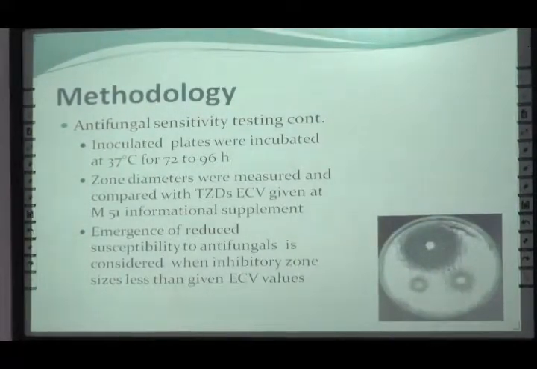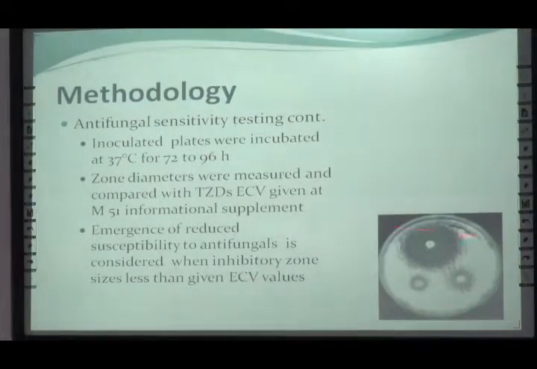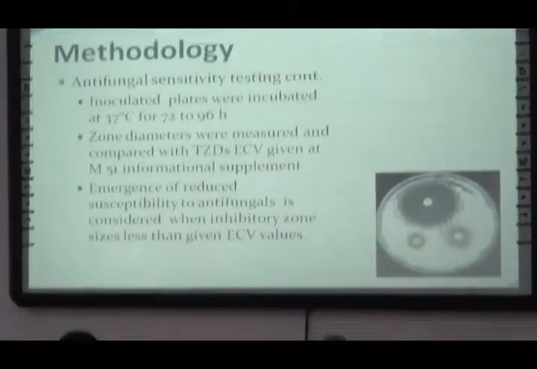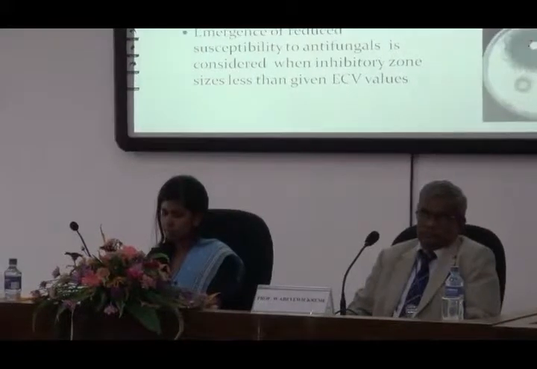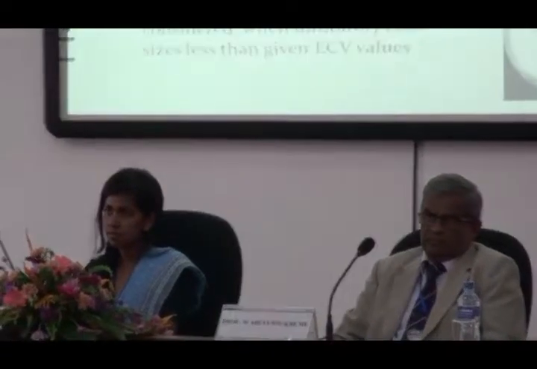Those plates were incubated at 37 degrees for 72 to 96 hours. Then we measured the zone diameters and compared them with the tentative zone diameter cutoff values given in the M51 informational supplement. According to that supplement, emergence of reduced susceptibility to antifungals is considered when inhibitory zone sizes are less than the given values. Quality control was done with Candida krusei ATCC 6258 strain, and ethical clearance was obtained through the ethics review committee at MRI, and finally results were analyzed using SPSS software.